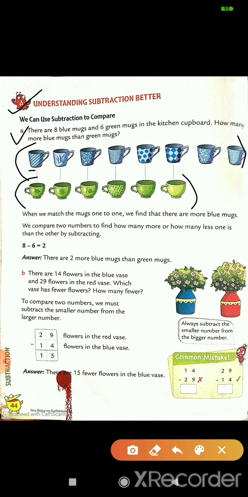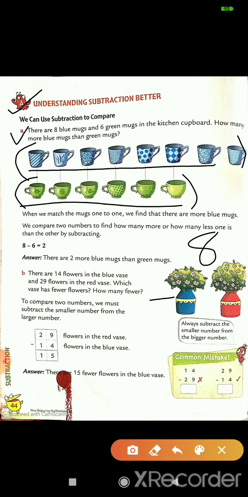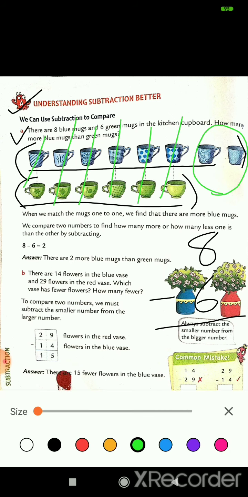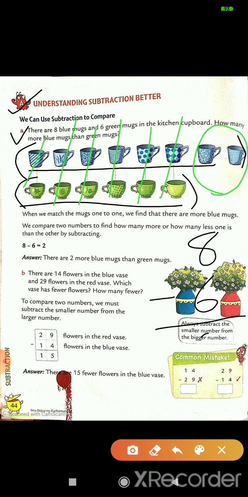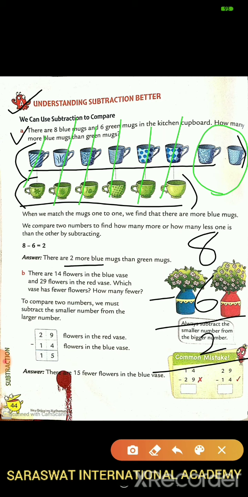So students, here 8 blue mugs are there and 6 green mugs are there. So we need to subtract 6 from 8. So here 8 are there. Just subtract 6 green mugs. 1, 2, 3, 4, 5, 6. How many left with us? 2. So what is our answer, students? 2. Got it, everyone? So there are 2 more blue mugs than green mugs.